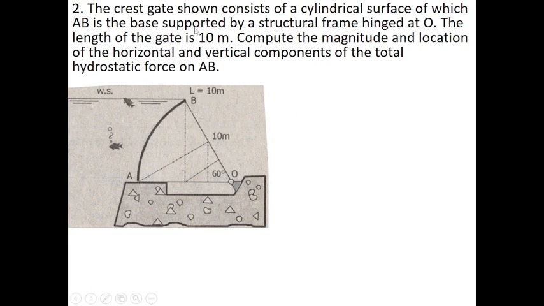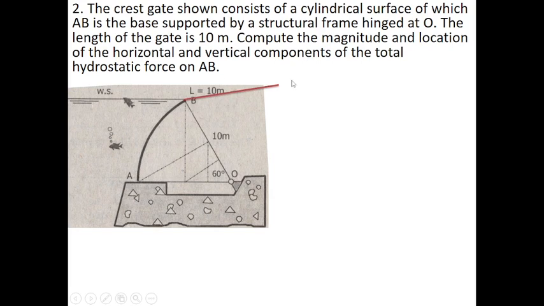So we have the crest gate shown, which consists of a cylindrical surface of which AB is the base, supported by a structural frame hinged at O. The length of the gate is 10 meters. So here's the length of the gate, it's 10 meters.